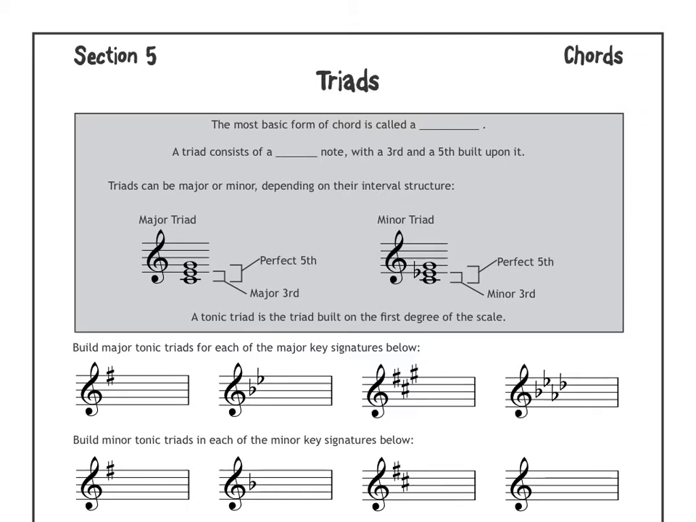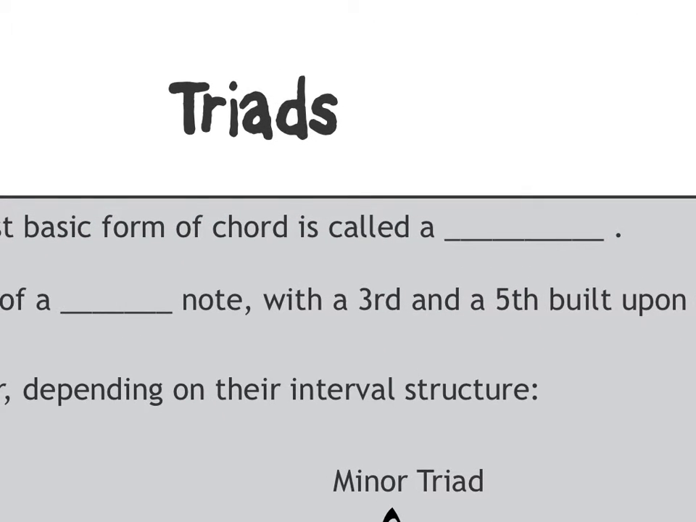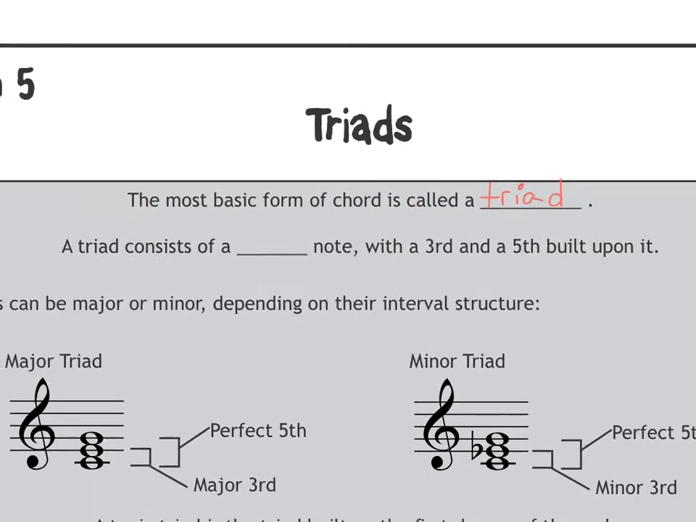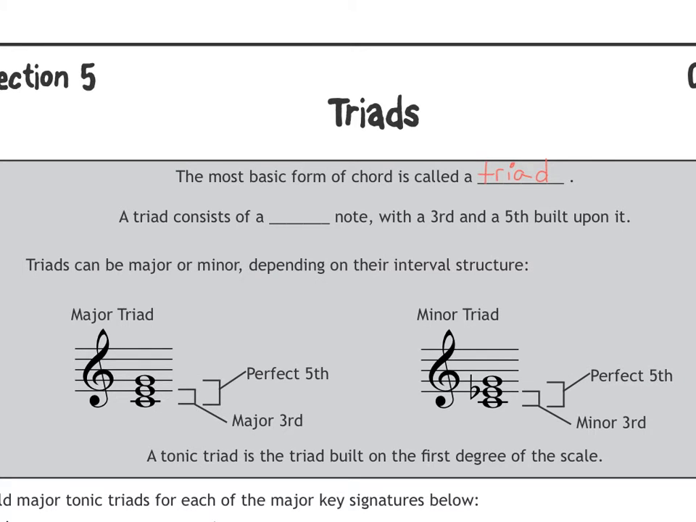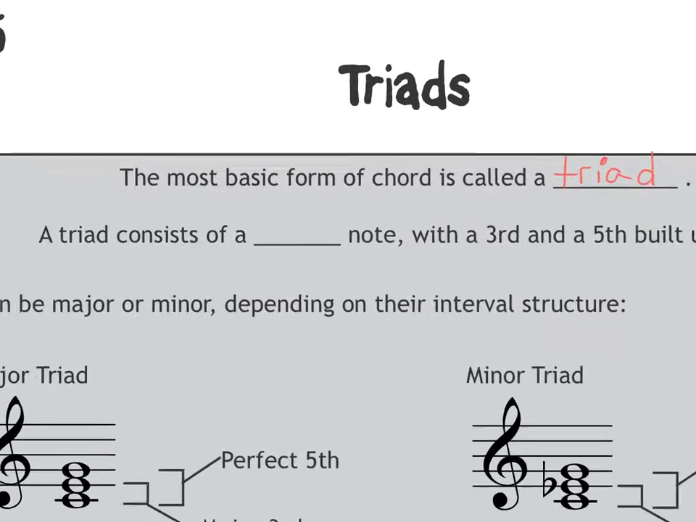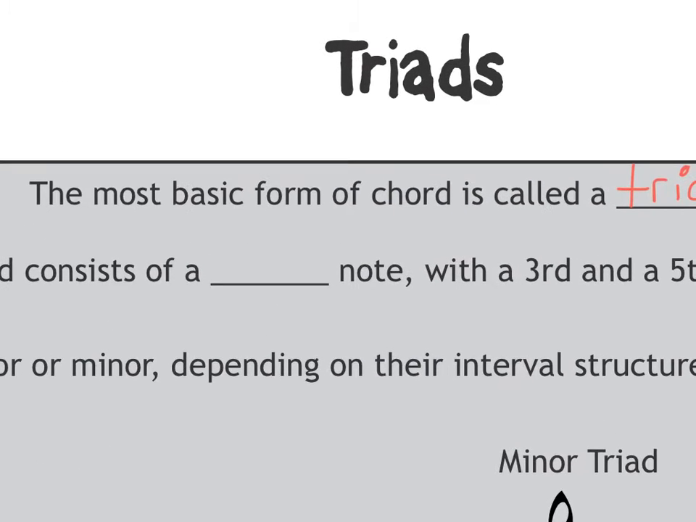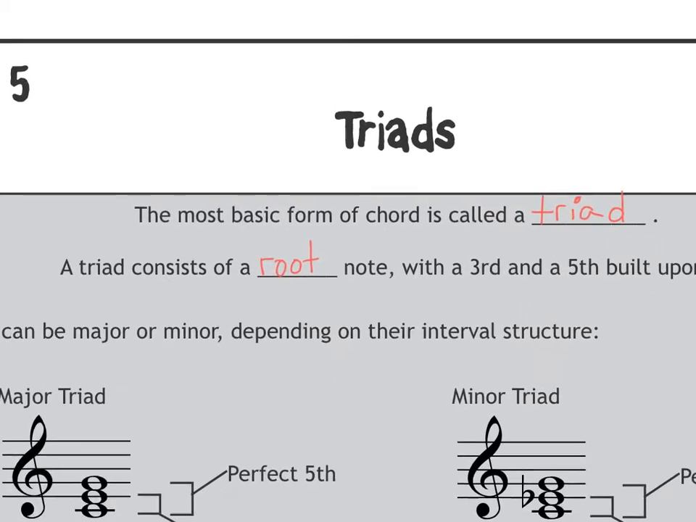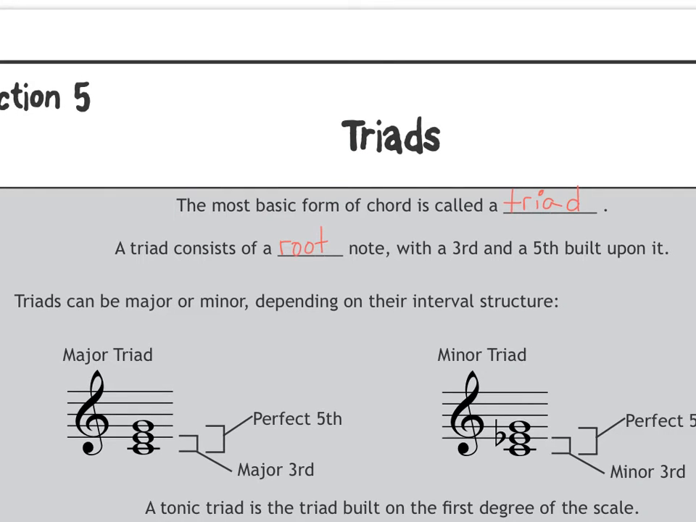So the most basic form of a chord is called a triad. The reason we call it a triad is, I'm sure you'll be able to figure this out as soon as you see them, if you don't know about them already. Triad, if you look at the root word, three. A triad consists of a root note with a third and a fifth. So we have a root note with a third and a fifth built upon it, built above that bottom note, that root note, right?